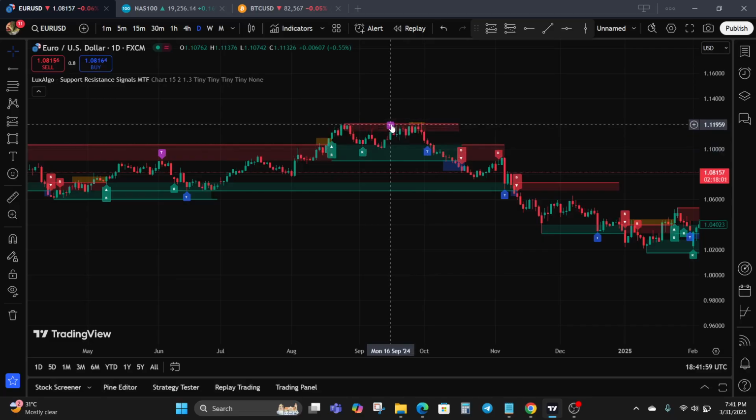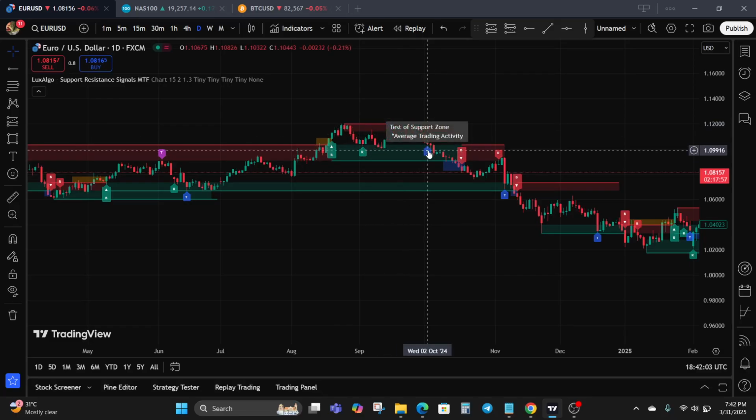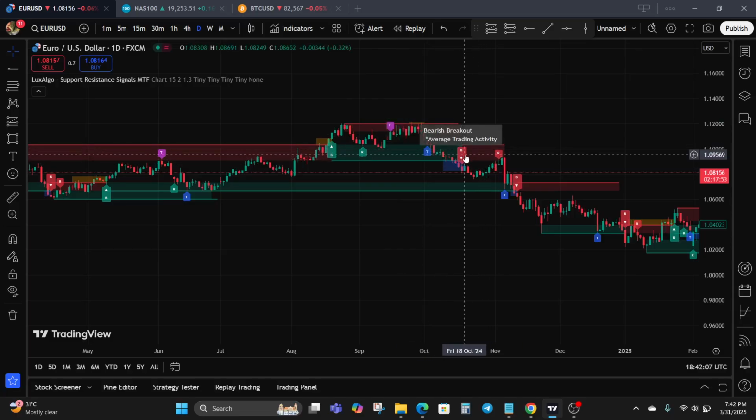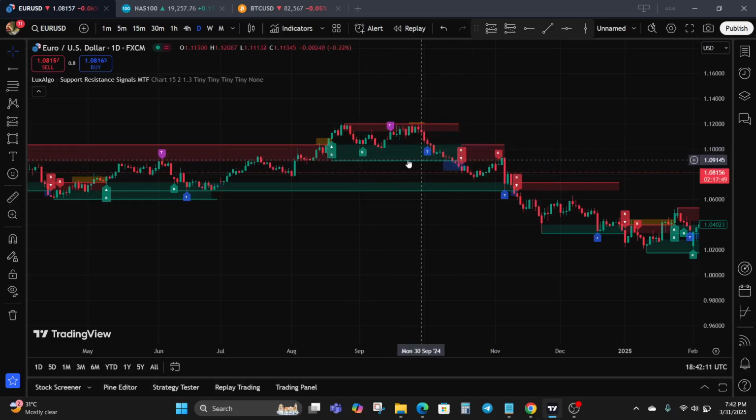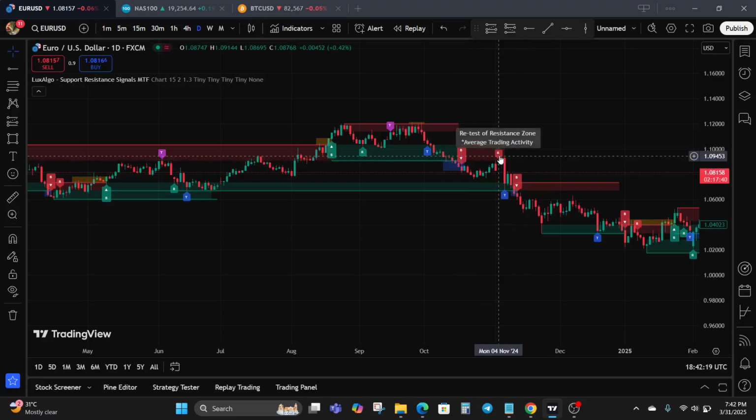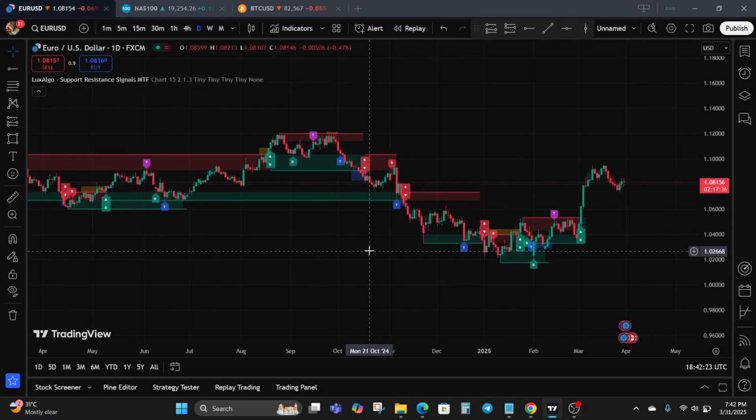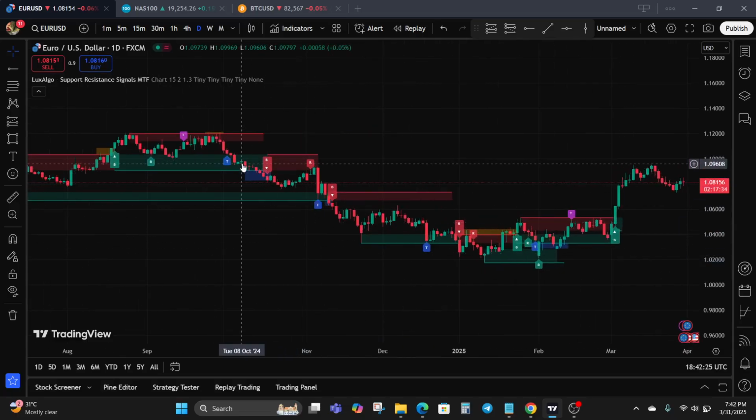Here we can see that there was a test of this resistance zone. Here there was a test of the support zone. And then we can see that here there was a bearish breakout from this support zone. There was a resistance here, there was a support here. After a test of the support, there was a valid breakout. And then at this point, we have a retest of the resistance. Remember that one of the things that validates a breakout is a retest. So at this zone, we had a breakout, and then here we had a retest.